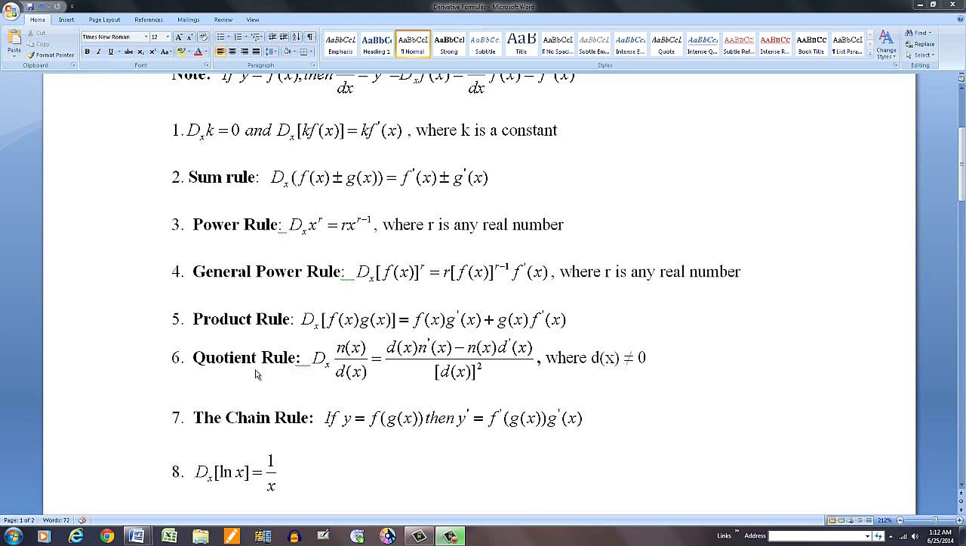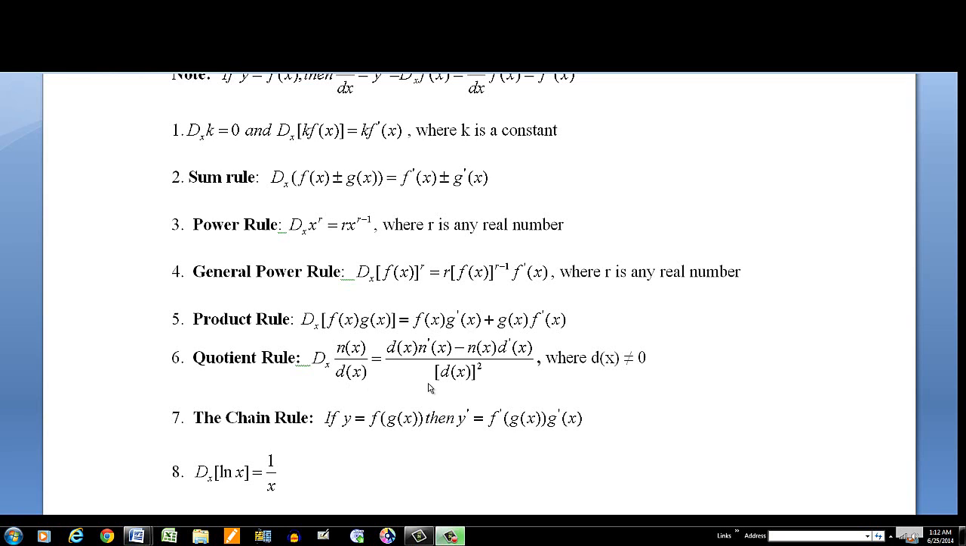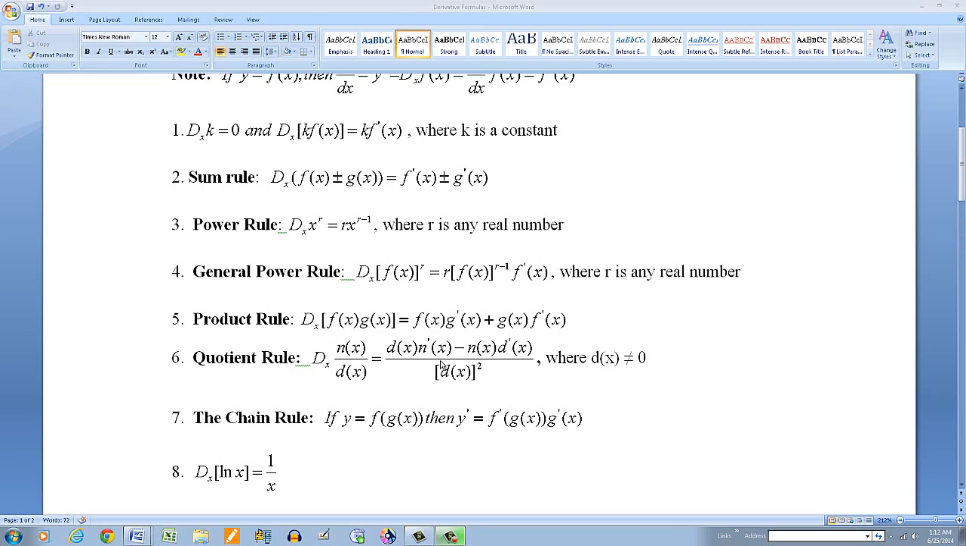Number 6 is the quotient rule, which states if you have the derivative of a fraction, say where the numerator is a function of x, the denominator is a function of x, then the derivative is given by, on the right over here, the denominator times the derivative of the numerator minus the numerator times the derivative of the denominator, over the square of the denominator.